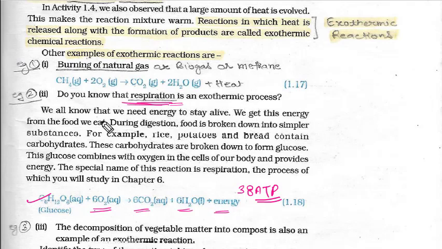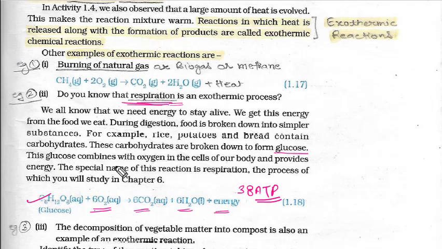Now read this paragraph here. We all know that we need energy to stay alive. So how do we get this energy? We get this energy from the food we eat. During digestion, whatever we eat is broken down into simpler substances. For example, rice, potato and bread contain carbohydrates. These carbohydrates are broken down to form glucose. That means when digestion occurs, complex substances are broken down into simpler ones. So glucose is a very simple compound.